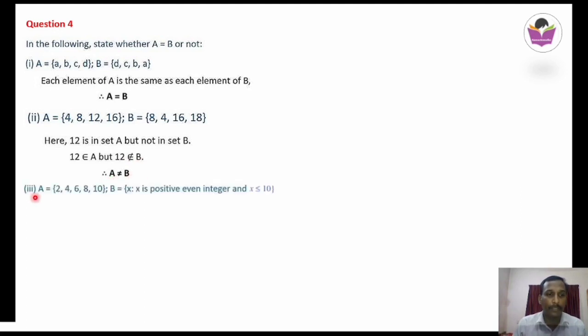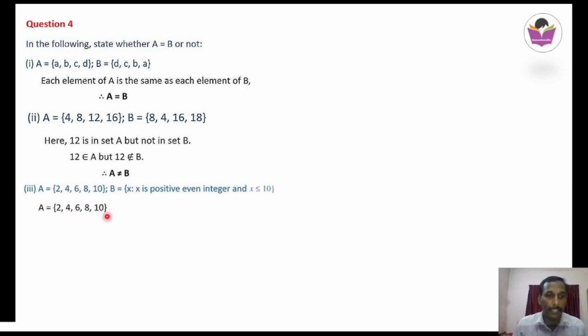Then third question, A is equal to the set of 2, 4, 6, 8, 10, and B is equal to the set of all x such that x is a positive even integer and x is less than or equal to 10. So here, of course, the elements are mentioned in roster form, but this is in set builder form. We have to identify the elements. X is a positive even integer. Even integer means 2, 4, 6, 8, etc. And it is less than or equal to 10. Here equal to symbol is there because 10 is also included.